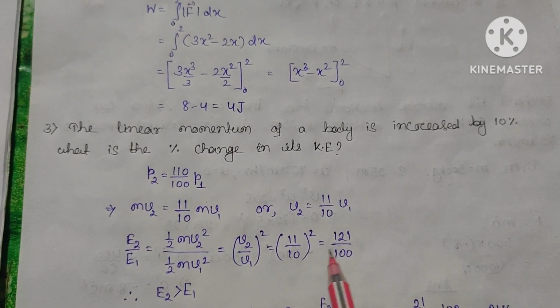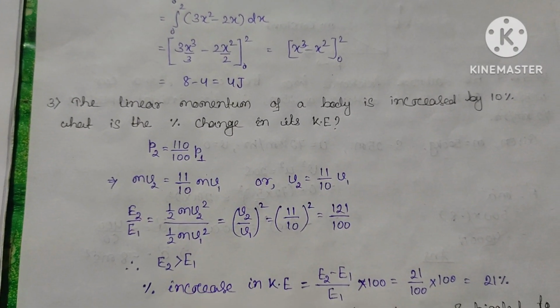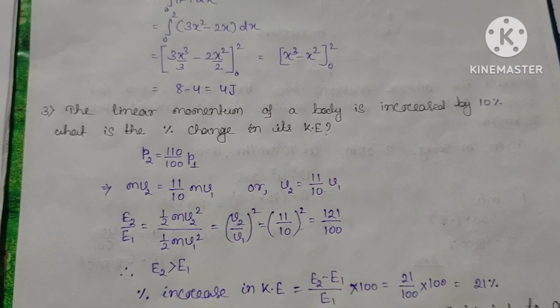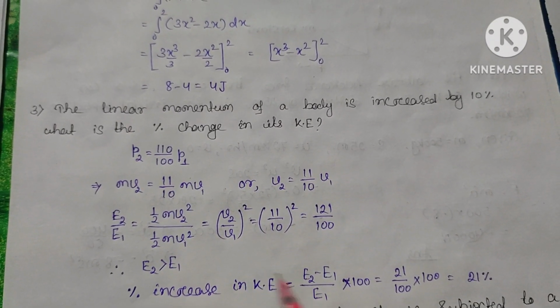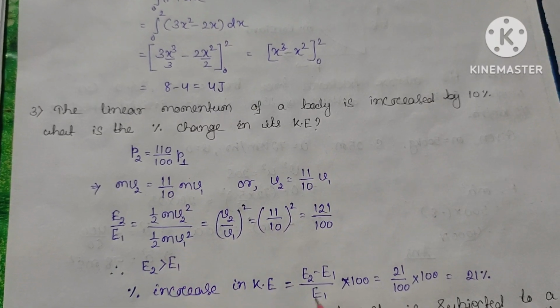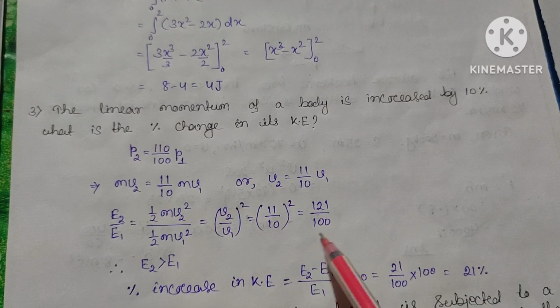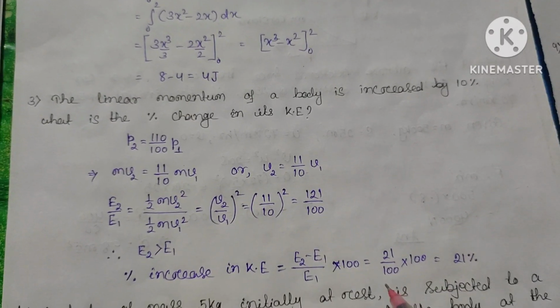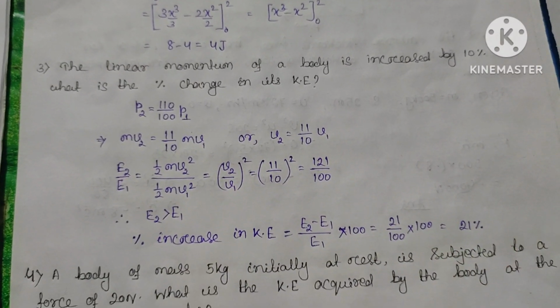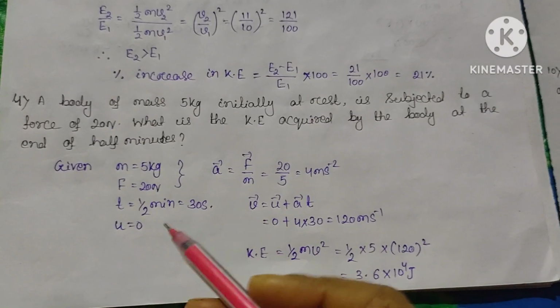So the energy E2 will be greater than E1, and the percentage change in its kinetic energy will be equal to E2 minus E1 divided by E1 into 100. So the difference is 121 minus 100, that is 21, divided by 100 into 100. So that is 21%. I think this is clear to everyone.